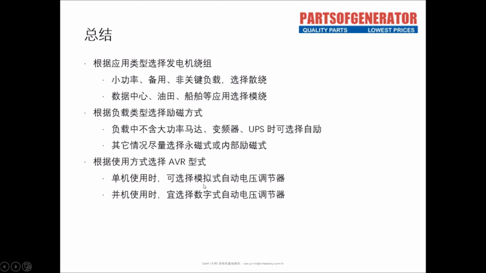The third aspect is to choose the form of AVR. The form of AVR is mainly related to the way our generator is used. That is, if we only use it on a single machine, then we can choose an analog automatic voltage regulator. But if we want to use it in parallel, we should choose a digital automatic voltage regulator, because this will have a great impact on the parallel machine. It is more effective and convenient.